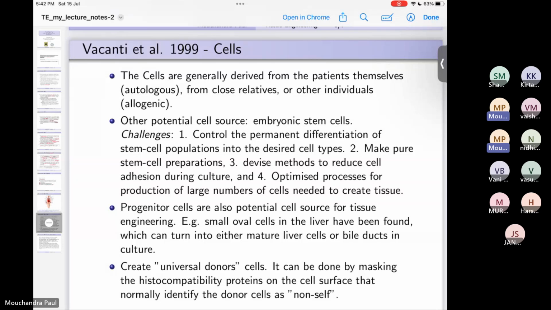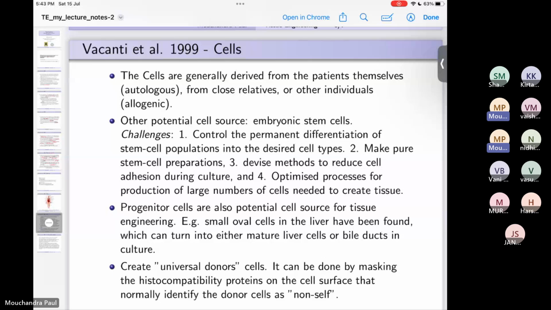But once people sort it out, from a scientific point of view, use of embryonic stem cells is a way to go, because these stem cells have the potential to differentiate into multiple types of cells. But you have to know how to control that differentiation. So that is a challenge, as I've mentioned in point 1, that you need to learn how to control the differentiation of the stem cell population into a particular cell type.